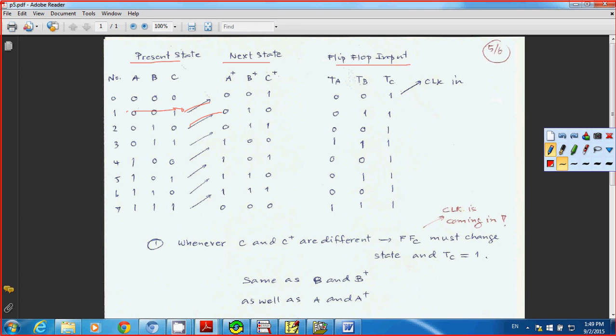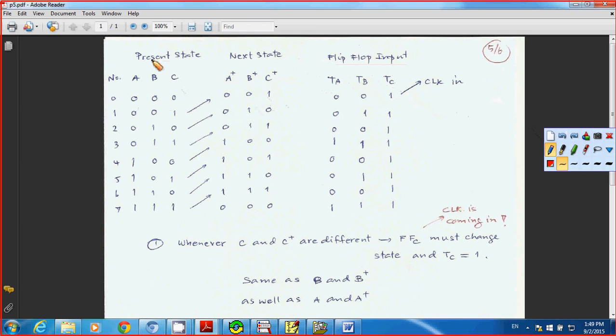Now for flip-flop input, we're talking about TA, TB, and TC. You might be confused, but let's see how I can come up with this logic. For example, why I have number 1 here, TA, TB, TC becomes 0, 0, and 1. Okay.